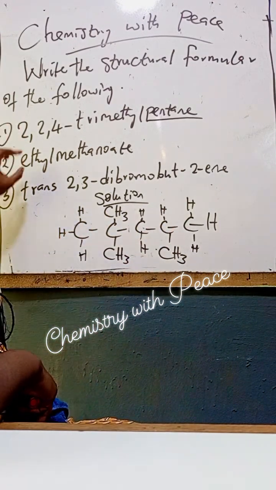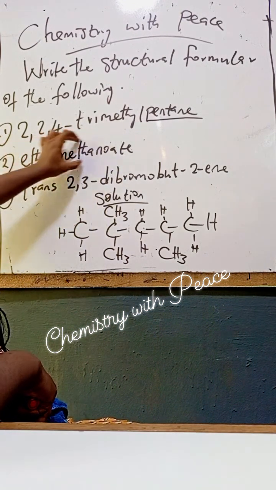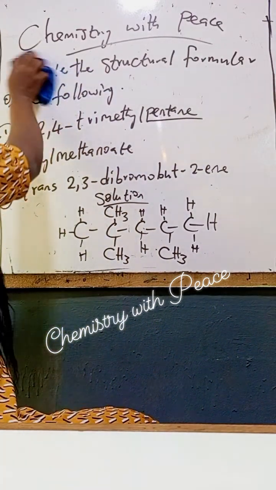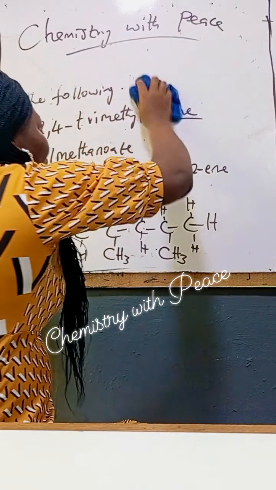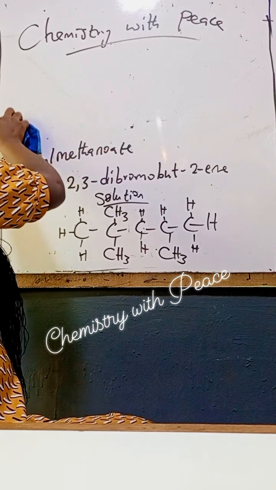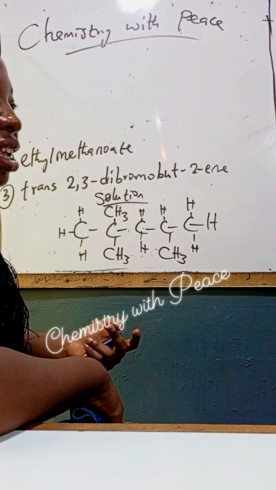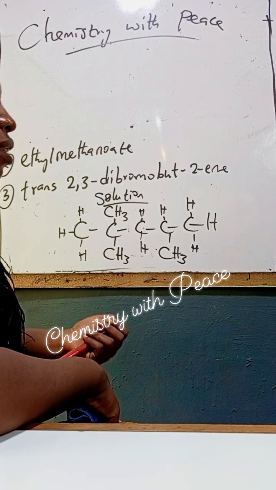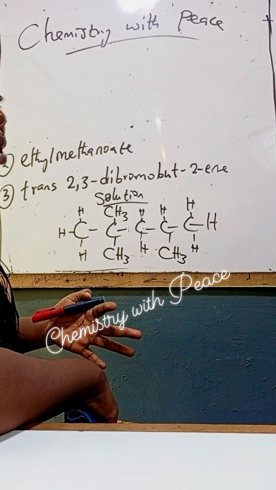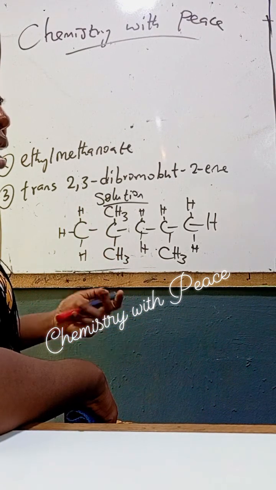Then now let's go to the second question, alkyl methanoate. There's no space, I'll clean up. Considering that particular compound, an alkanoate is an ester, and as we all know, an ester is formed by reaction between an alkanoic acid and an alkanol.